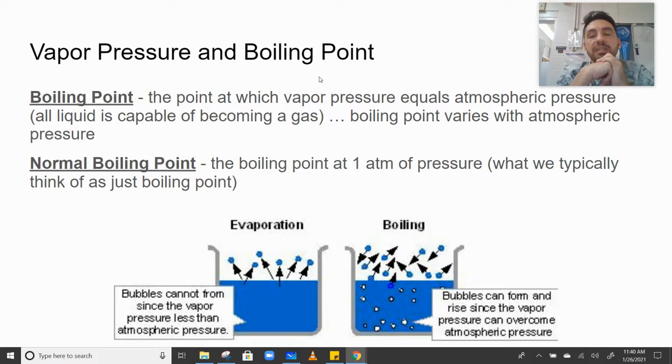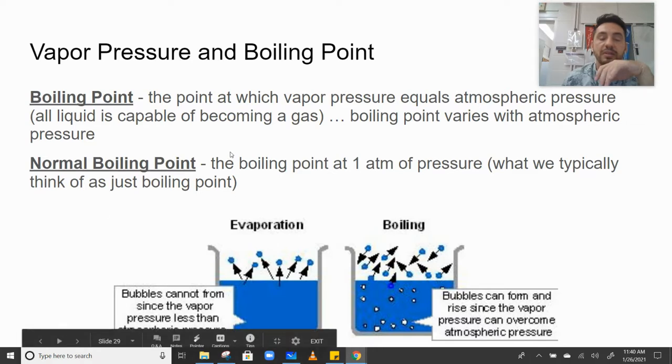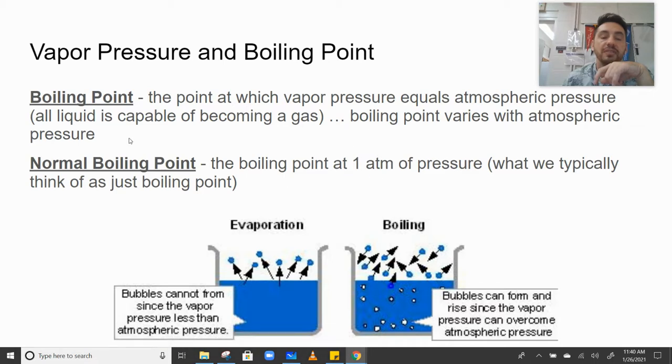Now, when we say that water has a boiling point of 100 Celsius or 212 Fahrenheit, what we're actually referring to is something called the normal boiling point. The normal boiling point is the point at which something boils or turns into a vapor at 1 atm of pressure, or basically at sea level. This is normally what we think of as the boiling point. So when someone asks you what the boiling point is, this is what you're actually thinking of. But boiling point changes with pressure, whereas normal boiling point does not.